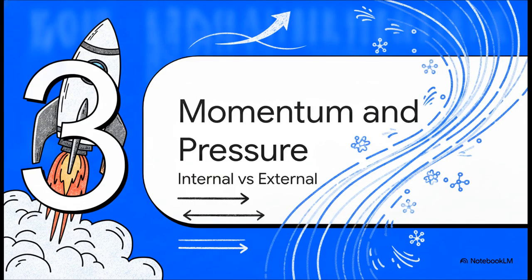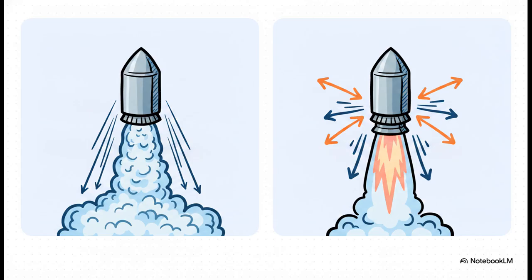Section 3, momentum and pressure explained. Let's transition into breaking this equation down, separating the internal and external forces. We need to look at what the rocket generates internally versus the external environment it's flying through. Let's translate these mathematical variables into physical realities, shall we?